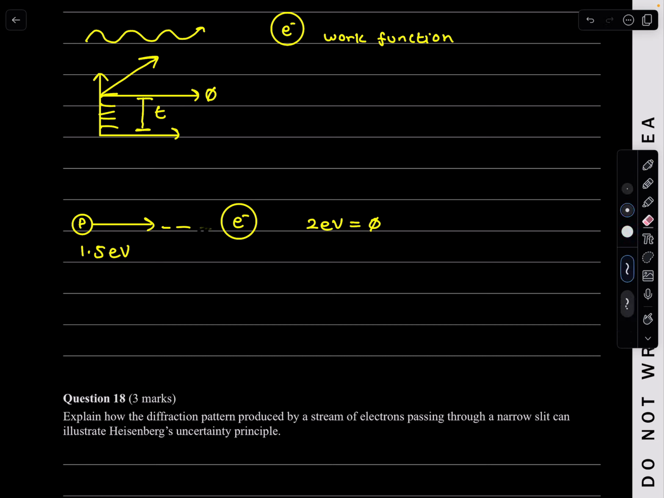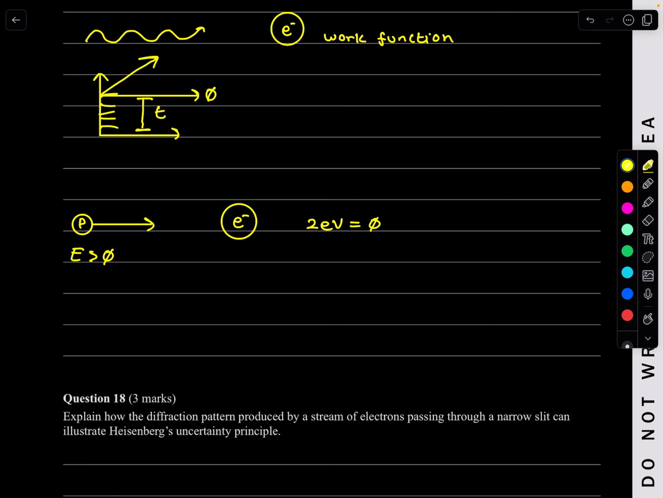But if a photon carries energy greater than the work function, then when it collides with an electron, the electron will be emitted. That's what the photon theory explains. If a photon does not have enough energy, the electron won't be emitted. But if it has sufficient energy, then the electron will be emitted. That's what the photon theory states. So don't get it confused.